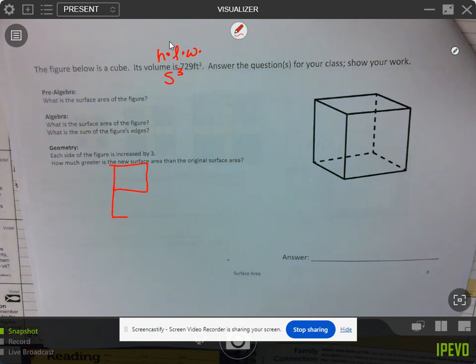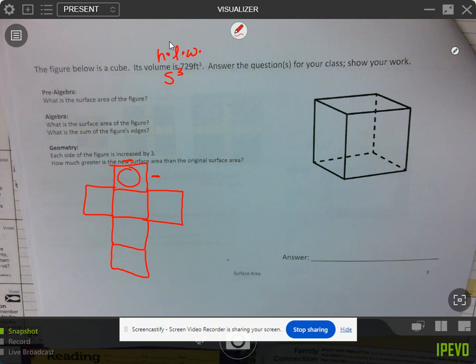Then think about that net of our cube. If I find the 2 sides, I'll know that side, I can find what the area is of one square. All the squares are the same. There are 6 of them.